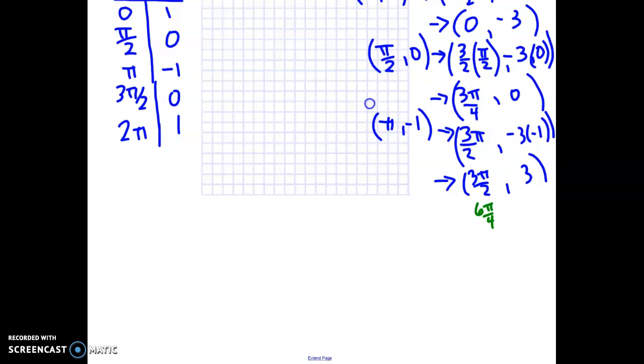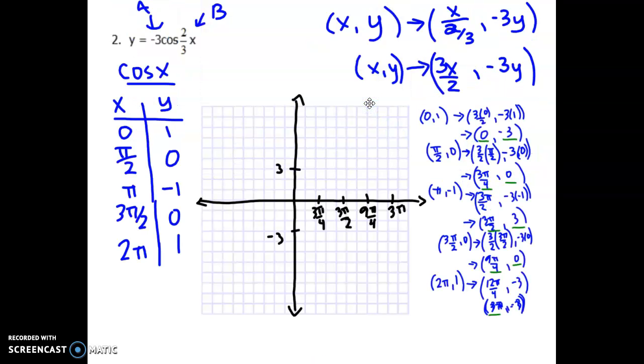So let's finish these off. So here the x values are going by 3 pi over 4s. We're going to start at 0 and at minus 3 because it's been flipped. At 3 pi over 4, we're at 0. At 3 pi over 2, we're up at positive 3. Then at 9 pi over 4, we're back to 0. And at 3 pi, we're down to negative 3. So your curve looks something like that.